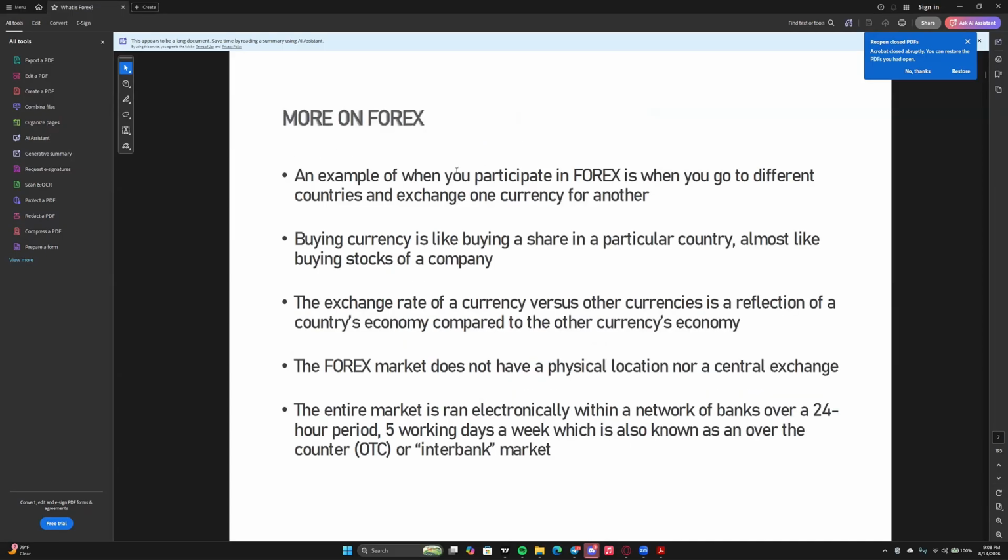An example of when you participate in forex markets is when you go to different countries and exchange one currency for another. Buying currency is like buying a share in a particular country, almost like buying stocks of a company. The exchange rate of a currency versus other currencies is a reflection of a country's economy compared to the other currency's economy. The forex market does not have a physical location or a central exchange. The entire market is run electronically within a network of banks over a 24-hour period.